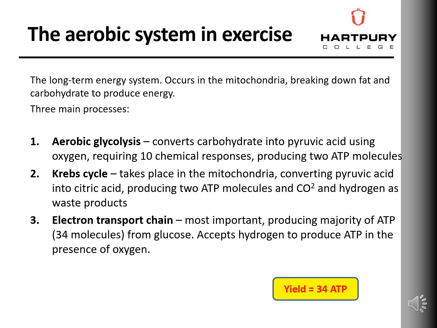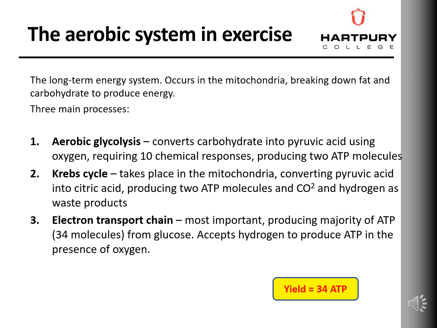So there are 3 stages then to this aerobic system, the long-term energy system. It occurs in the mitochondria, breaking down fat and carbs to produce energy. The 3 main stages: aerobic glycolysis, in summary, converting carbs to pyruvic acid, but because we use oxygen, we require 10 chemical reactions, producing 2 ATP molecules. Like I said, those are used in the process, so they won't be left at the end to use for energy. Krebs cycle takes place in the mitochondria, converting pyruvic acid into citric acid, and that produces 2 ATP molecules and waste products of CO2 and hydrogen.